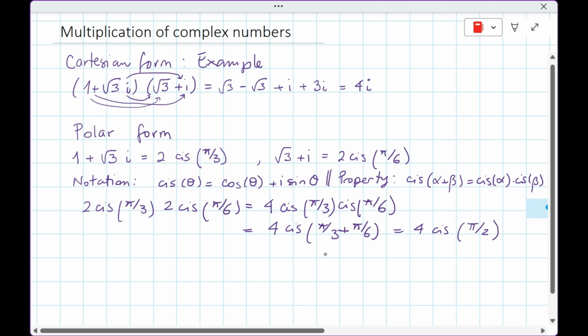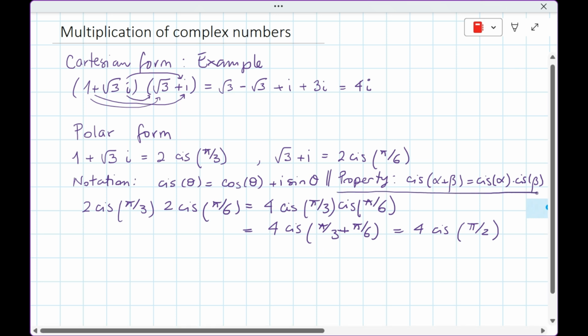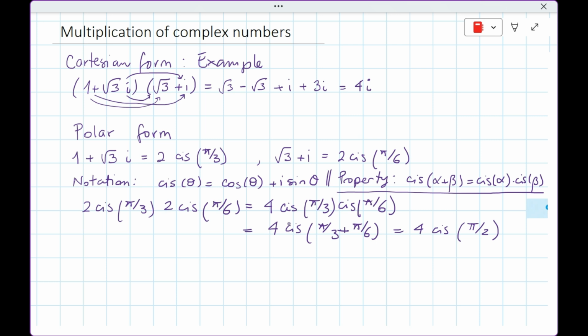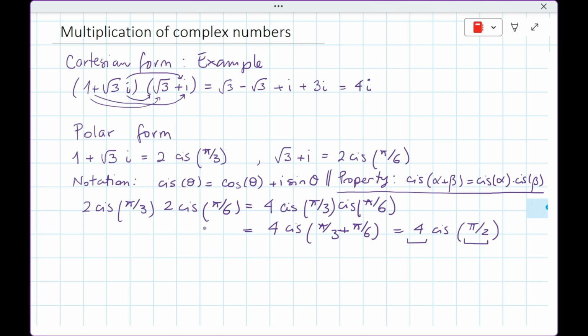Okay. So that was very quick to do because we are relying on this very important property. And this also gives us a geometrical interpretation of what is happening, because we can look at what's happening to the modulus when we multiply and what's happening to the argument. And what I'm saying over here is that when I multiply two complex numbers, the new modulus is the product of the ones I had before, and the argument is a sum.